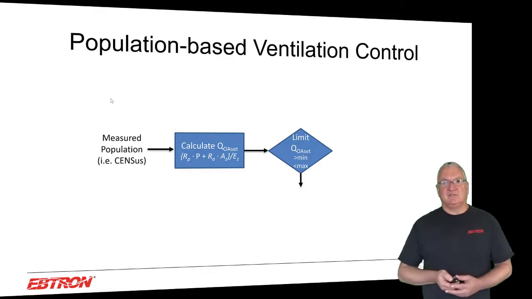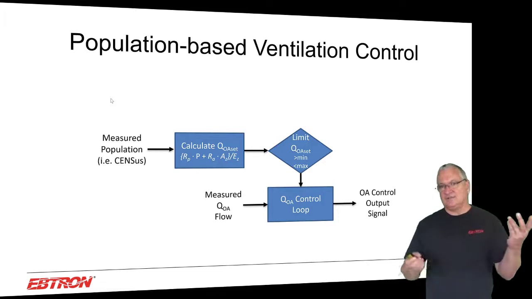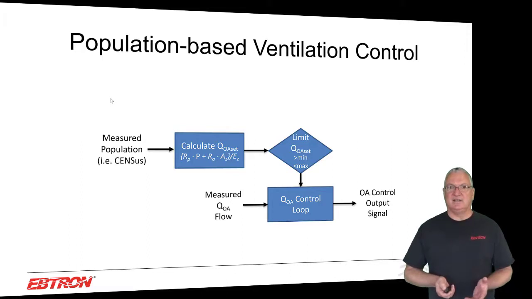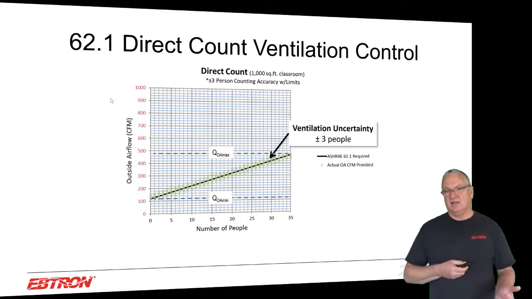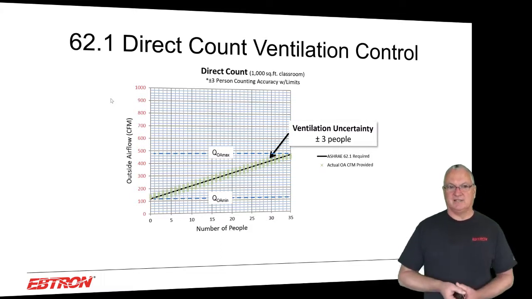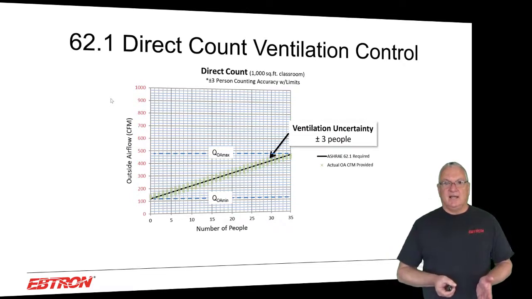And then you output the flow set point, and it goes into your outdoor air control loop that then goes to whatever your strategy is. You measure the outside air and you maintain it for that set point. That's DCV, all right? And when you look at it, on a classroom, what would your error bands look like if you had plus or minus 3 counting over the entire range? So at 35, you were plus or minus 3, and at 0 or 1, you were plus or minus 3. Okay, and it's pretty tight. It doesn't look bad at all. And so that's direct counting ventilation control.